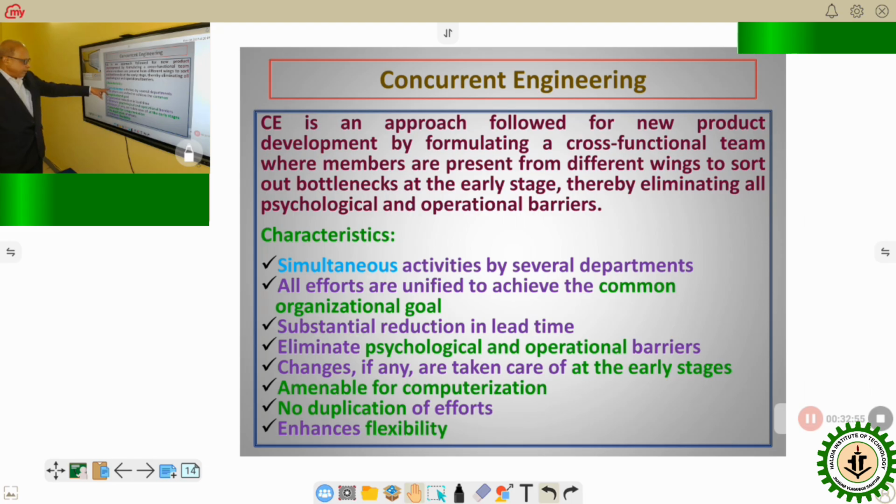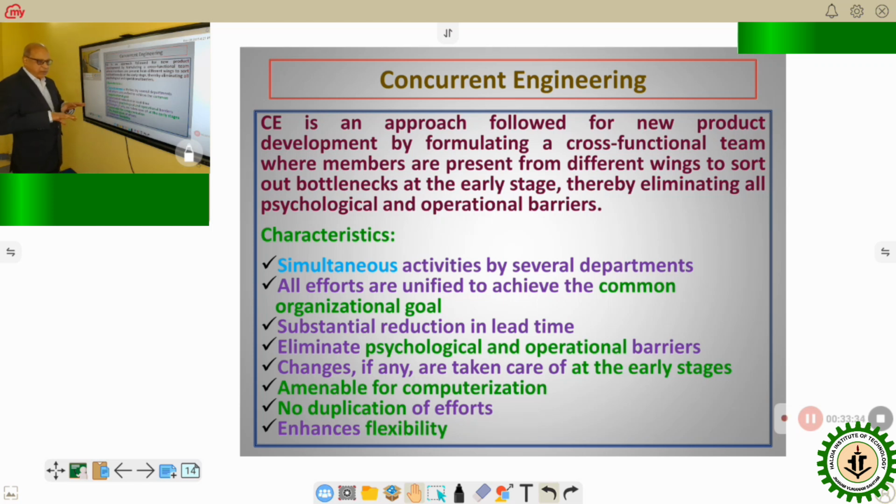So the characteristics, this is exactly what is called simultaneous activities by several departments. In the traditional approach, marketing, then design, then manufacturing planning, then control, then quality control, then inspection, then painting. But here, design, purchase activities, manufacturing planning, quality control planning, all can be taken care of simultaneously, thereby reducing the lead time. That is the most attractive feature of concurrent engineering, which is intertwined with the concept of computer integrated manufacturing. All efforts are unified to achieve the common organizational goal.